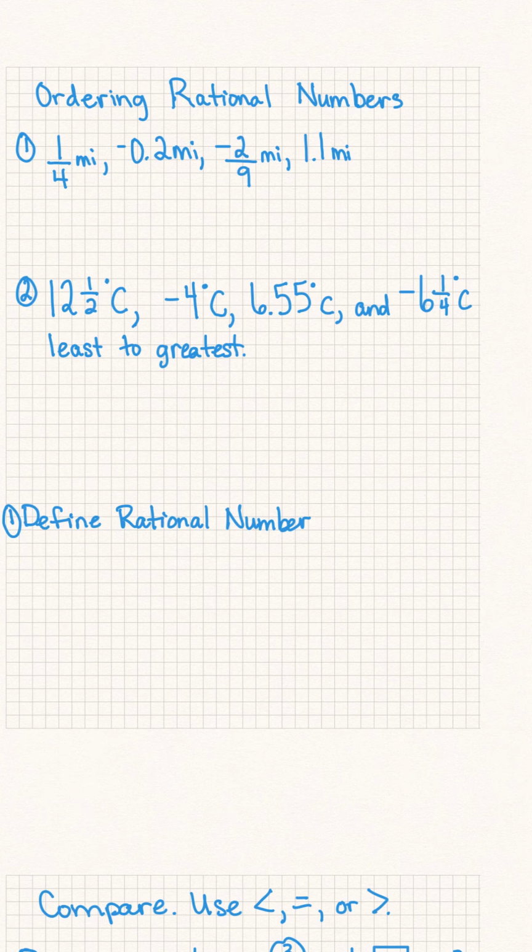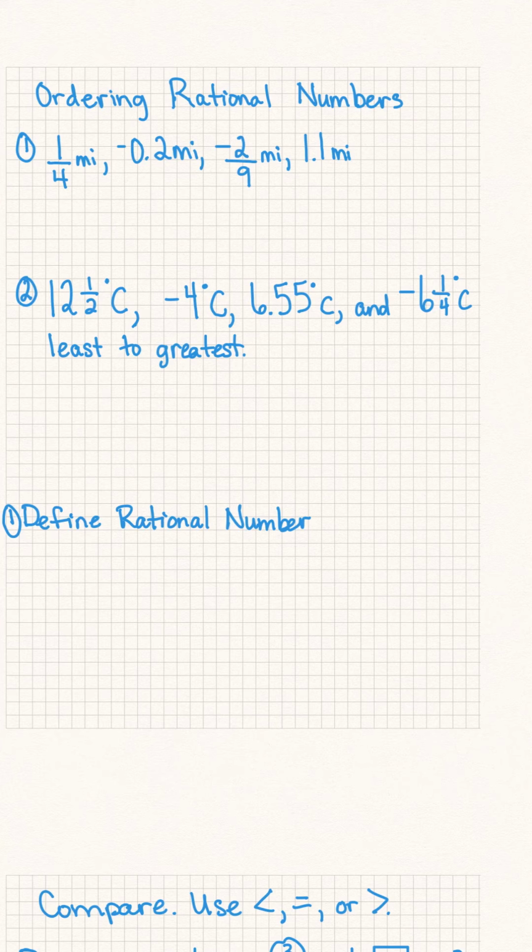So now let's look at ordering rational numbers. So you have 1/4 of a mile, negative 0.2, so 2/10 of a mile. We have negative 2/9 of a mile and 1.1 miles. So we can do this either way. We can turn these into fractions so that we're working all with fractions, or we can turn our fractions into decimals.